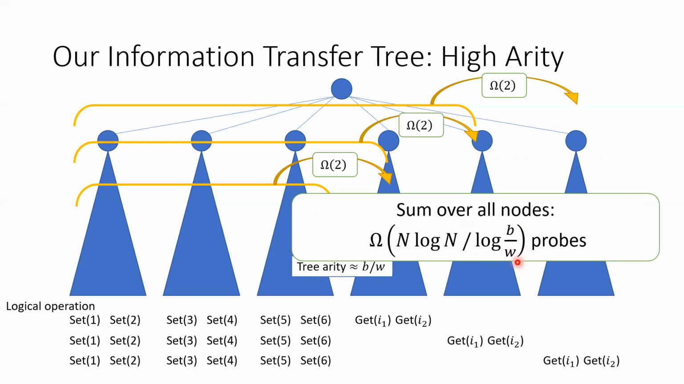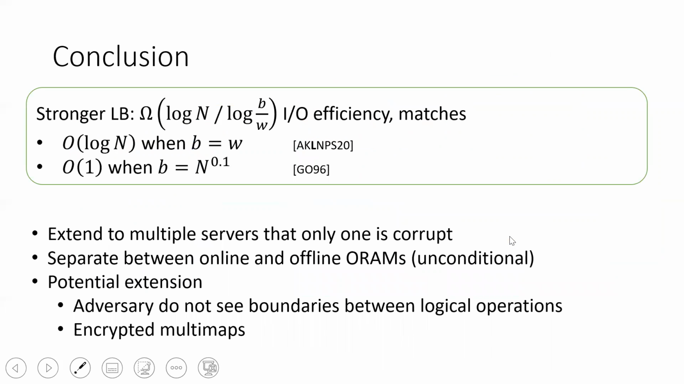Here, the log B factor comes from the increased tree arity, because the tree arity is higher, so the tree is now lower. So we still suffer from some factor depending on B, but it is much smaller compared to previous work. It is just logarithmic compared to previous work, which is linear in B. So to conclude, we improve the lower bound, and our lower bound matches the upper bounds in two extremes of the parameter B.